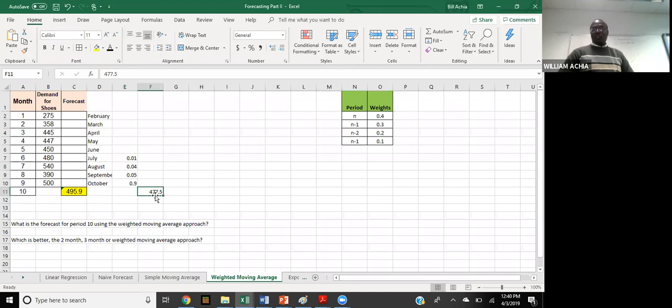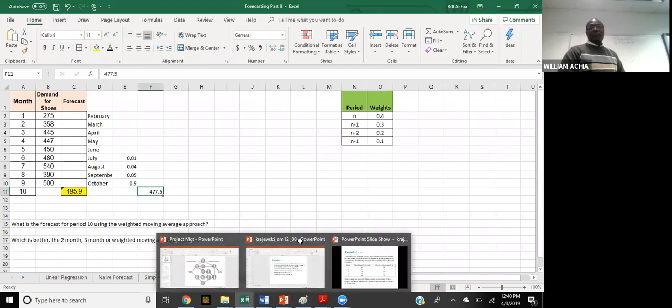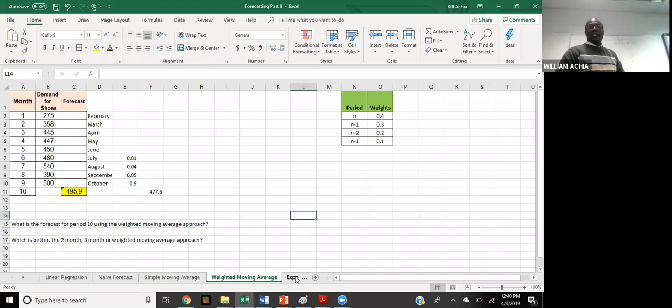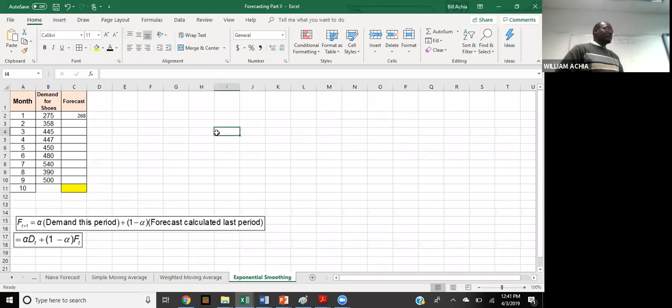The last approach that we're going to talk about is the exponential smoothing approach, the last tab that you have. And the exponential smoothing approach is really convenient to use, especially when you don't have a lot of demand information. All that this requires is for you to have at least one period of demand, one period for a forecast, and you can calculate everything else.